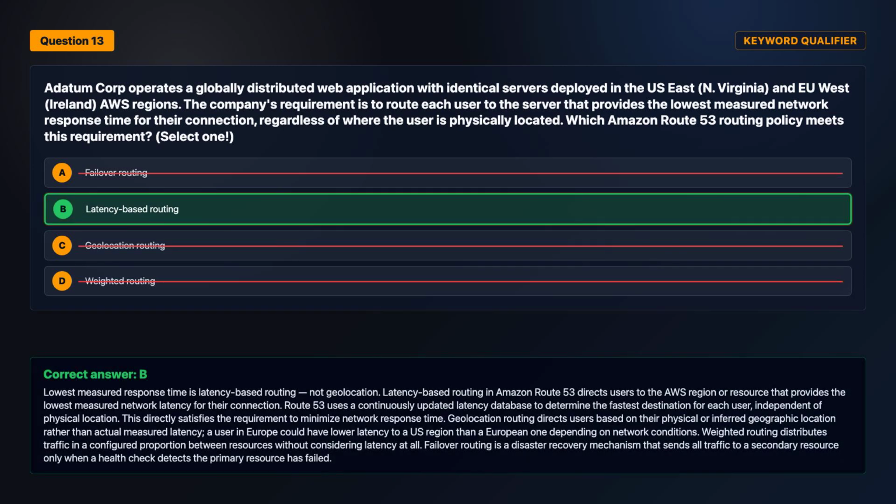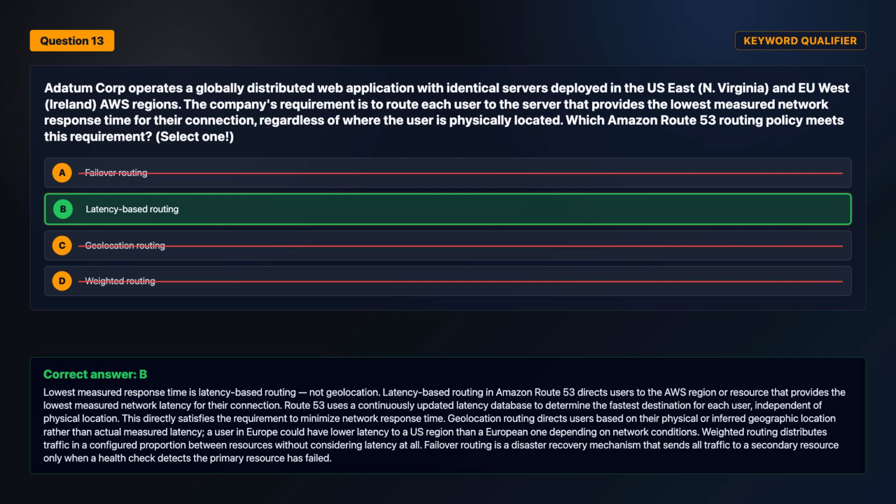The correct answer is option B. Lowest measured response time is latency-based routing, not geolocation. Latency-based routing in Amazon Route 53 directs users to the AWS region or resource that provides the lowest measured network latency for their connection. Route 53 uses a continuously updated latency database to determine the fastest destination for each user, independent of physical location. This directly satisfies the requirement to minimize network response time.